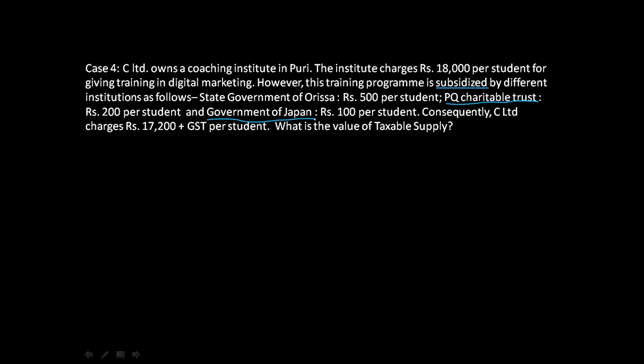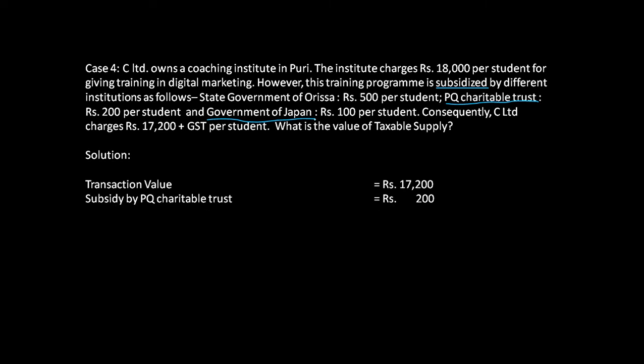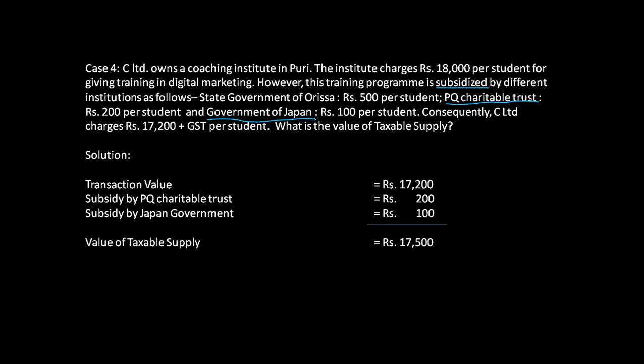So how to do it? Solution says, what is the transaction value that they have put? 17,200. Add subsidy by PQ Charitable Trust, which is 200 rupees, and then add the subsidy back by Japan government, which is 100 rupees. Then the total comes to 17,500 rupees, which is the value of taxable supply.